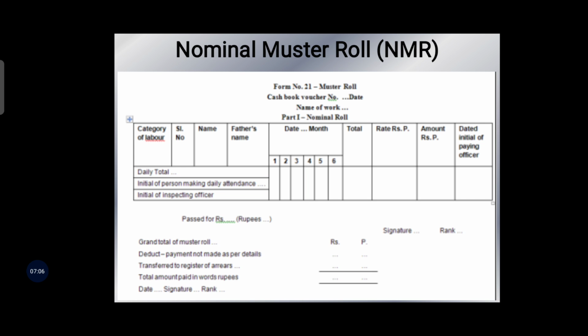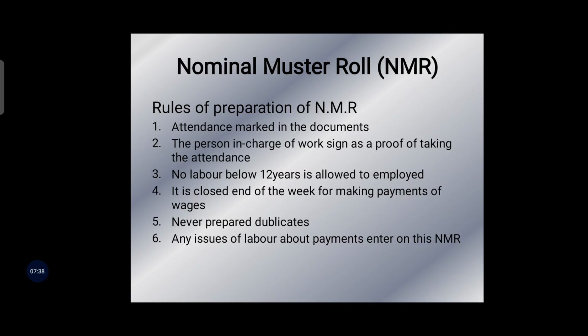No labor below 12 years is allowed to be employed. The muster is closed at the end of the week for making weekly payment of wages. It is never prepared in duplicate. If any labor is absent on a payment day, then the unpaid amount is entered in the unpaid wage register. So this is your nominal muster roll, and these are the rules.